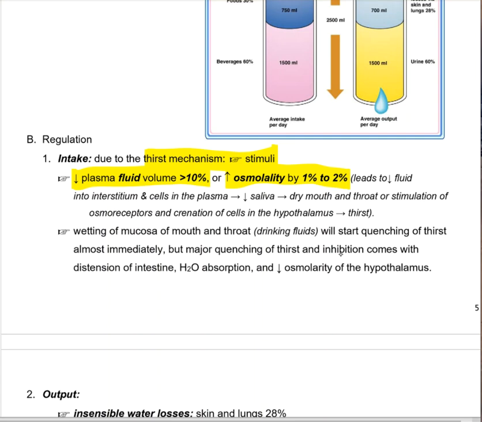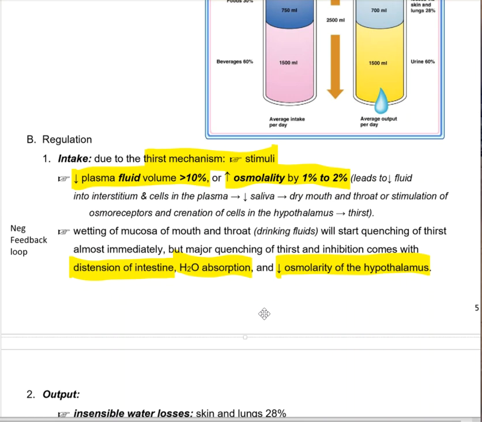Most quenching of thirst and so inhibiting this process is once we get distension of the intestine, water absorption, and then we lower osmolarity. So this is a negative feedback loop, right? We trigger the negative feedback loop here, and we end the negative feedback loop with those processes.